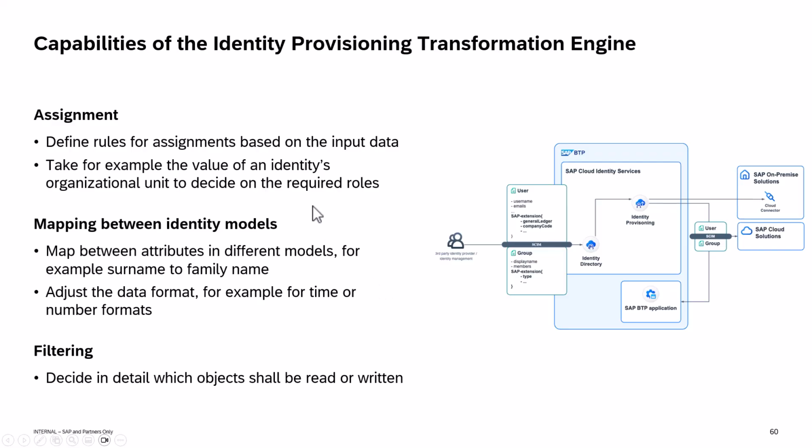So here is the transformation engine. It can map the various attributes from the source system to the target system. For example, the date format, the number format, and if the attribute surname is called a family name. So yes, it can do all this mapping as well. In addition, it can do filtering as well.